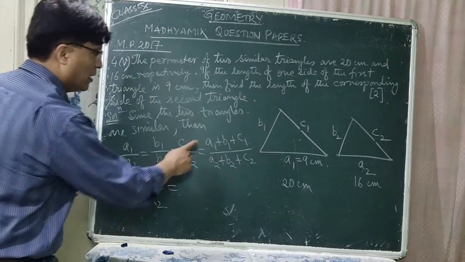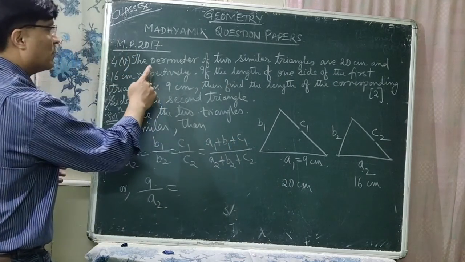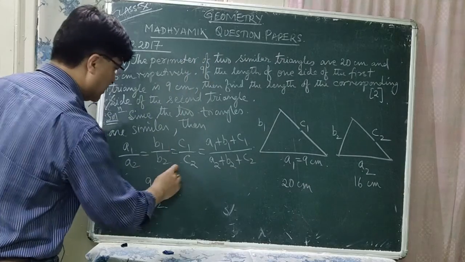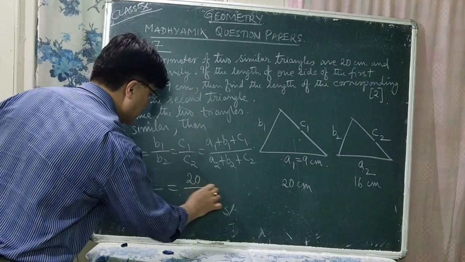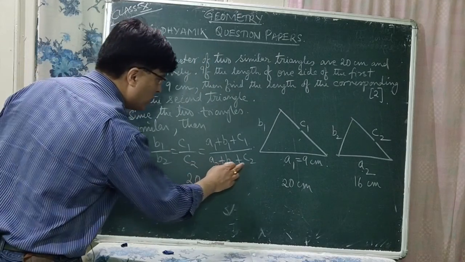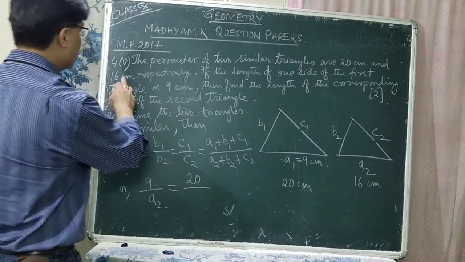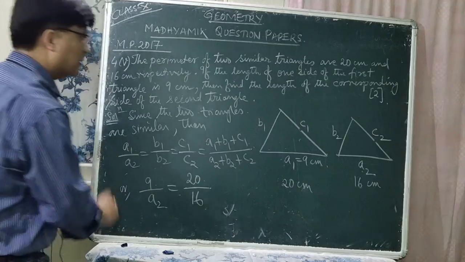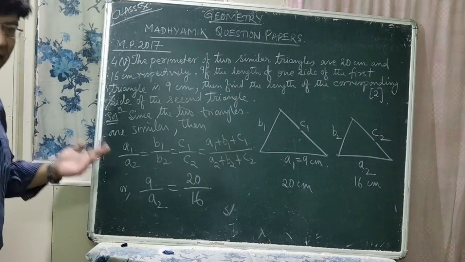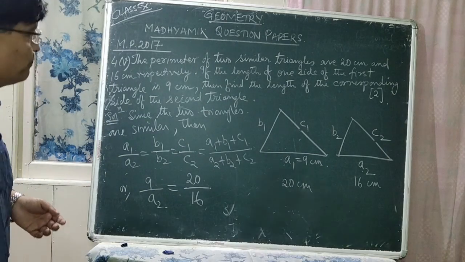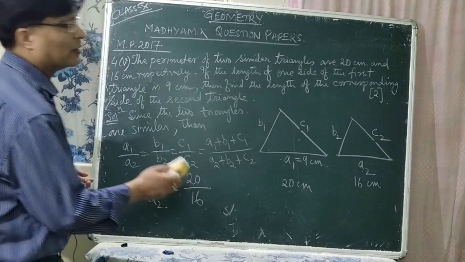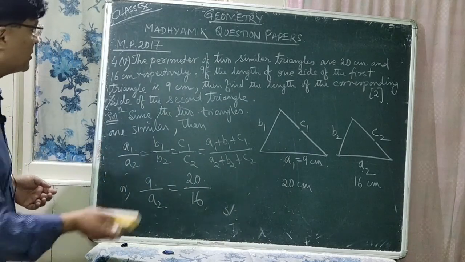Okay, so this is 9 divided by a2 is equal to, what is a1 plus b1 plus c1? It is a1 plus b1 plus c1, that is the perimeter of the first triangle, that is 20. So this is 20 divided by, what is a2 plus b2 plus c2? This is the perimeter of the second triangle. What is the perimeter of the second triangle? That is 16. So from here you can easily get the value for a2, so that you can get the length of the corresponding side of the second triangle.